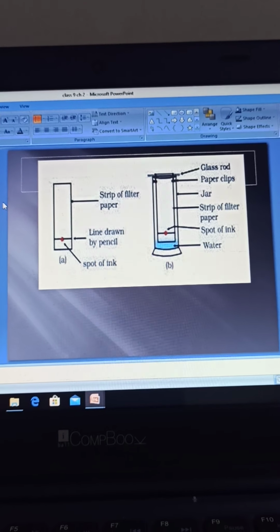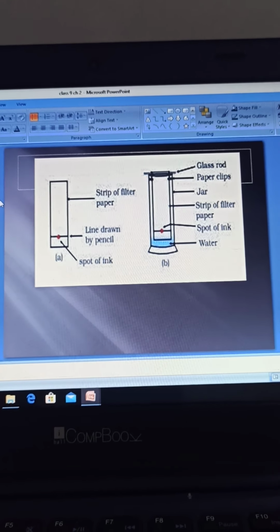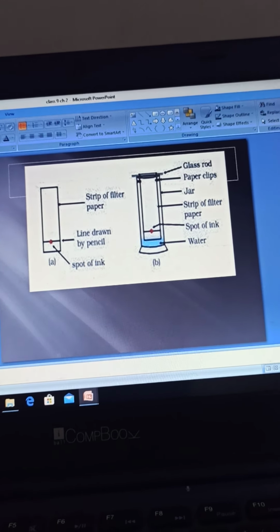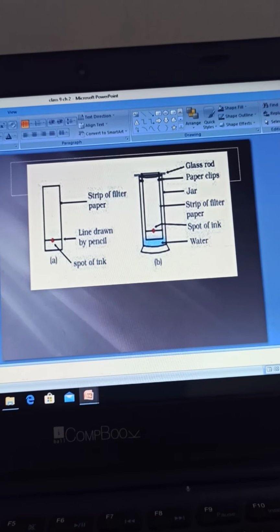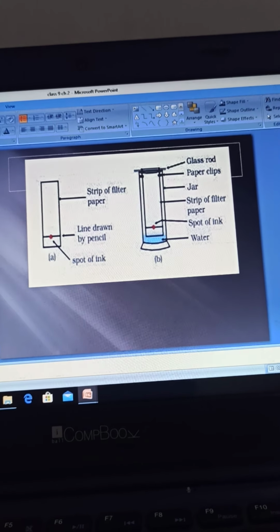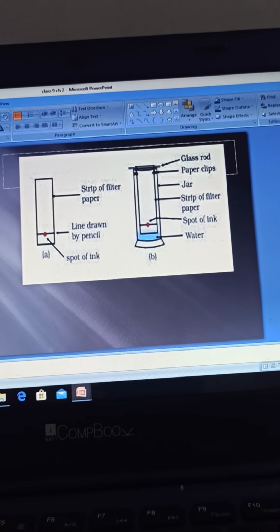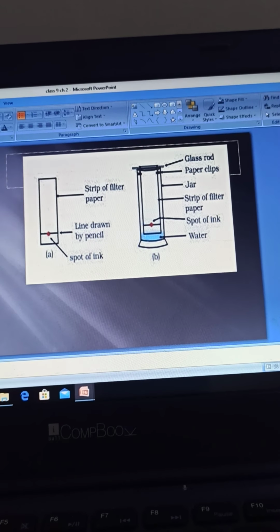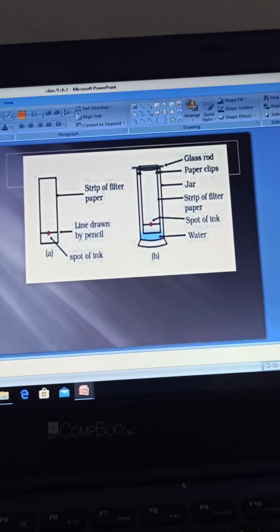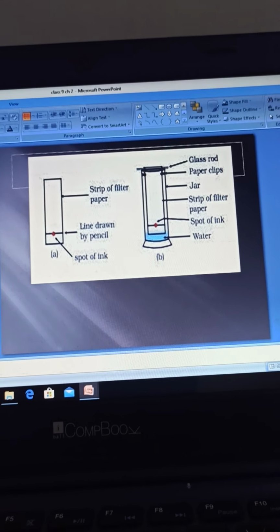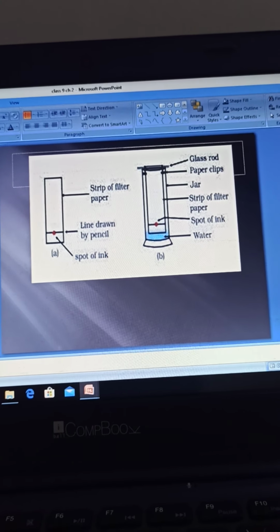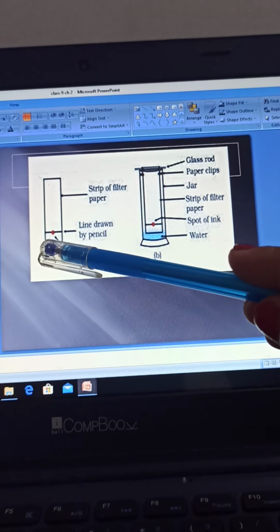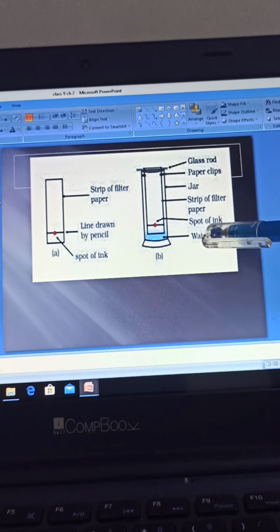This is given. We have to take a strip of filter paper. Generally for the chromatography method, in labs we use chromatography paper, which is very costly and very nice paper. It is very thick, okay, and costly as well. But here we are taking a simple strip of filter paper. Now we have to draw a line with a pencil, and a small spot of ink has to be put. Now put this filter paper in a glass jar which is filled with water. Only the edge of this paper has to touch the water, not the dot.